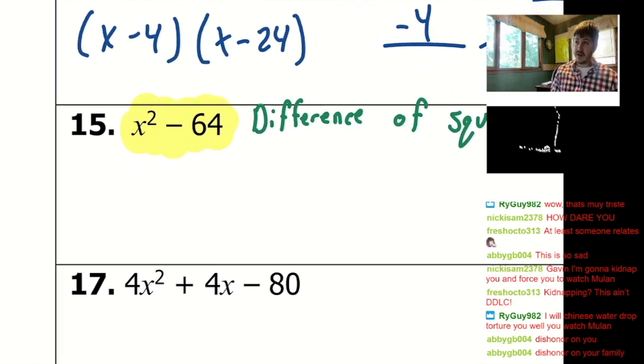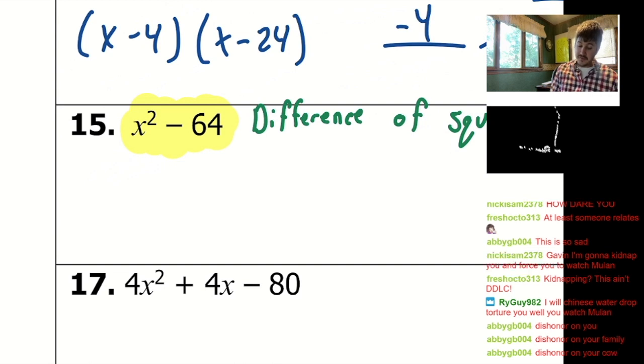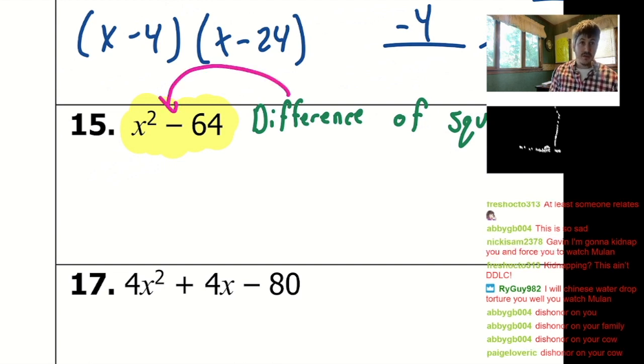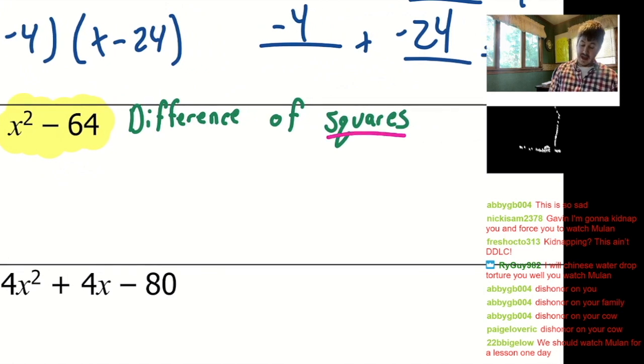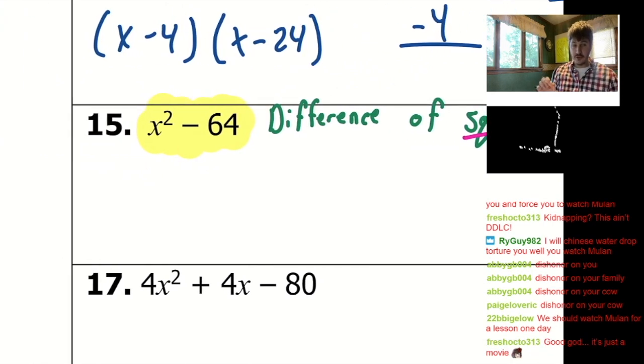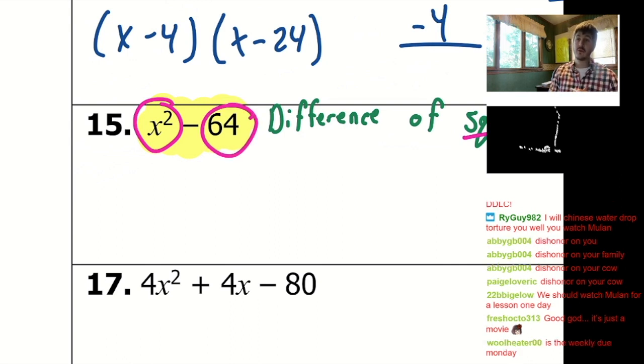You'll notice a few things here. It's called difference of squares because, one, it has to be subtraction. This does not work if there's addition in the middle. Keep that in mind. If this were x squared plus 64, would not work. So that's why it's called difference of squares. It's not difference or addition of squares, just difference. So it has to be subtraction. And it says squares if the two terms, if this is a perfect square and this is a perfect square, you can factor right away.